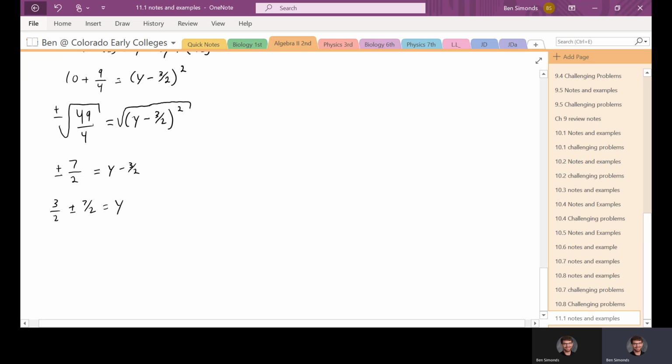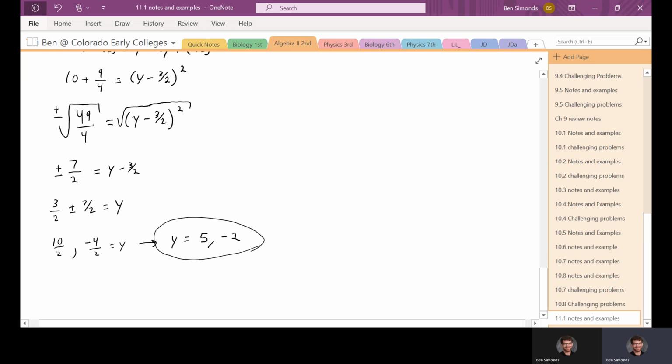And we've solved for y, right? So the two possibilities of y are 3 halves plus 7 halves, which is 10 halves, or 3 halves minus 7 halves. 3 minus 7 is negative 4. Or a better way of putting that is y equals 5, 10 divided by 2, or y equals negative 2, right? Negative 4 divided by 2.